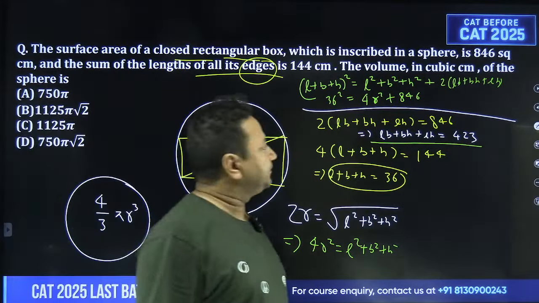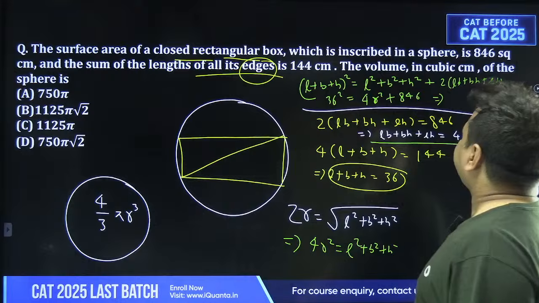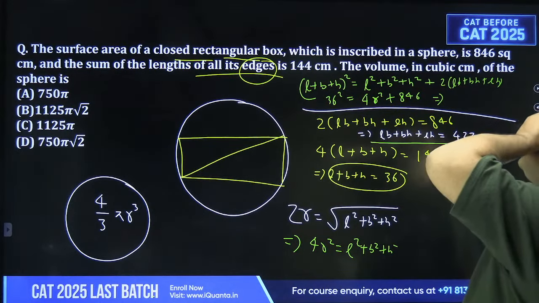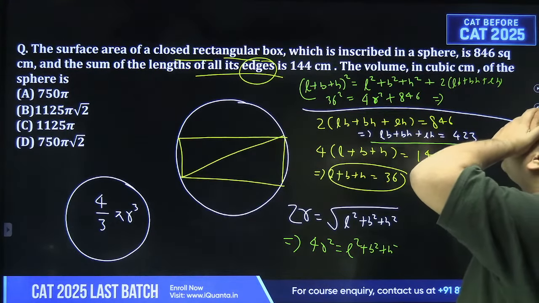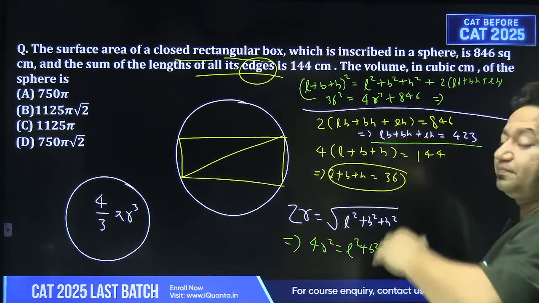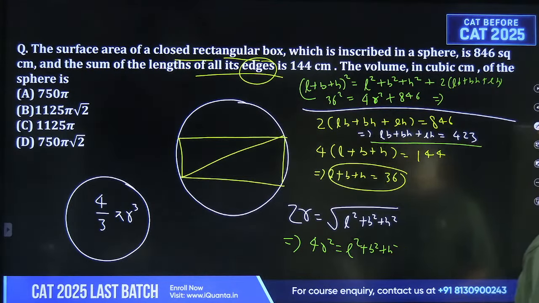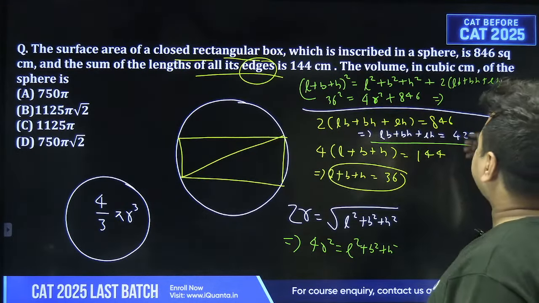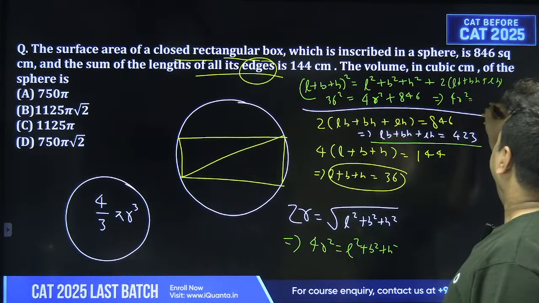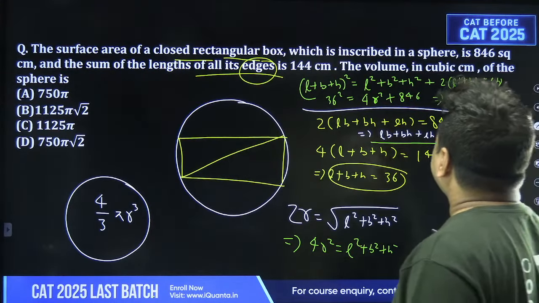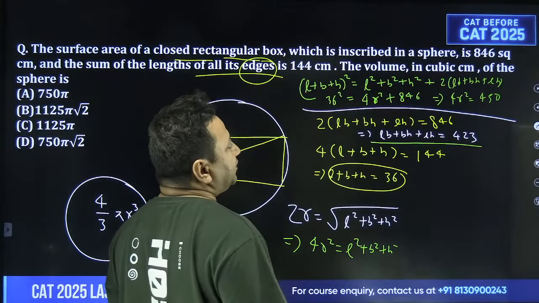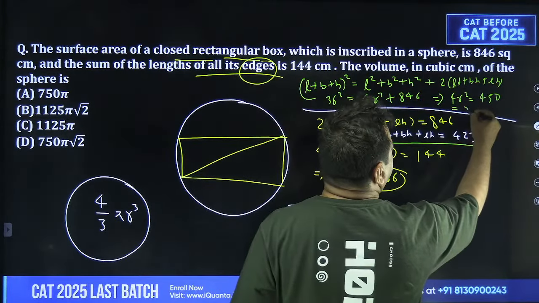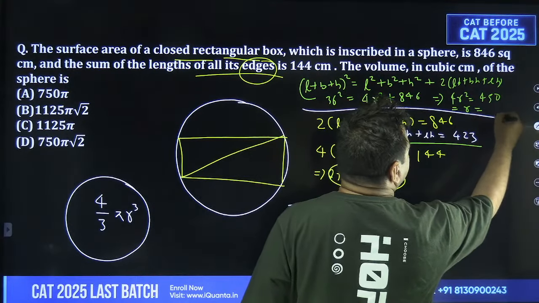Clear? 36 square is 1296. Right? 36 square is 1296. Minus 846 is how much? 450. Is it 450? Okay, which means the value of r will be square root of 450 by 4.